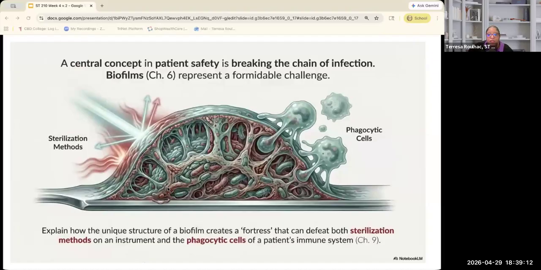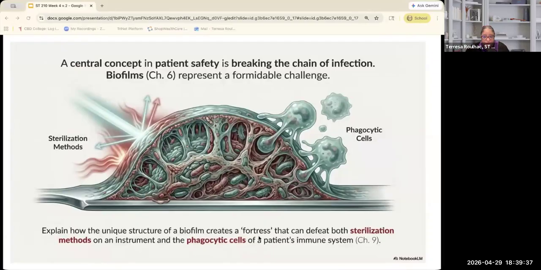Okay. Now, I want you to remember a concept in patient safety is breaking that chain of infection, right? You hear me saying it a lot. Biofilms make that so incredibly difficult. Take a look at this image. This is not just a cluster of bacteria. It's a fortress.